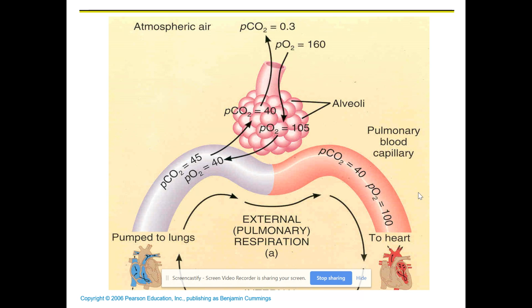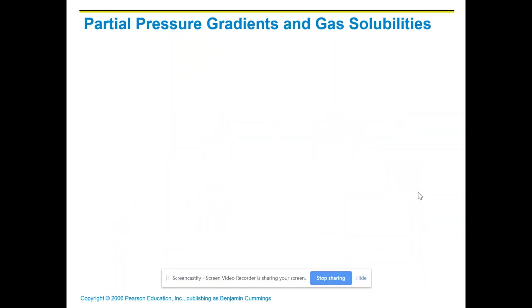So the partial pressure of oxygen is going to go way up to about 100 or so. Partial pressure of carbon dioxide is going to drop from about 45 down to about 40 or so. That blood is now brighter red, high oxygen, low carbon dioxide. It's going to go to the left side of the heart. And then the left side of the heart, when it contracts, will pump the blood out to the tissues.